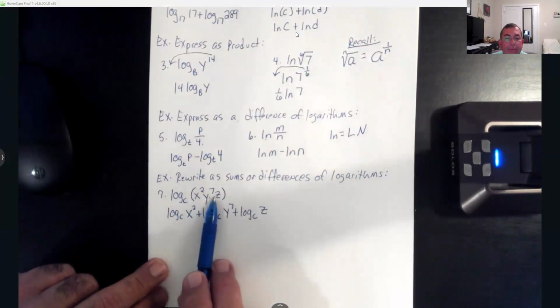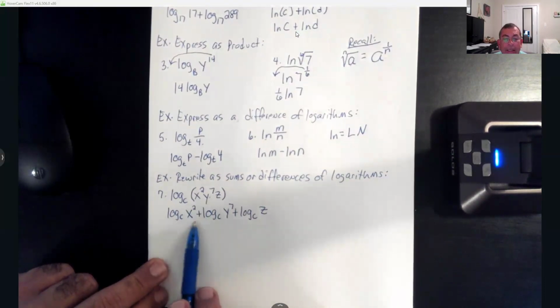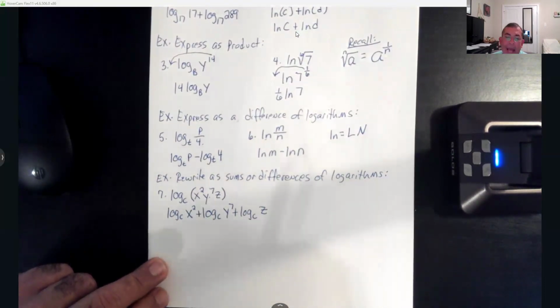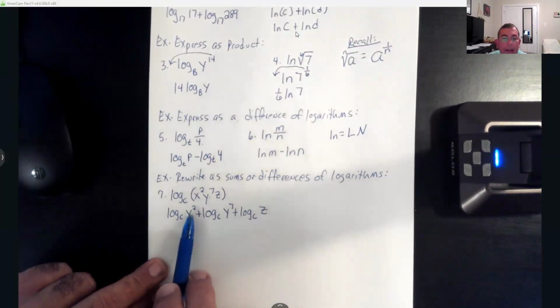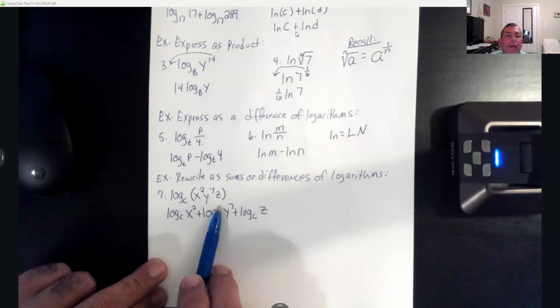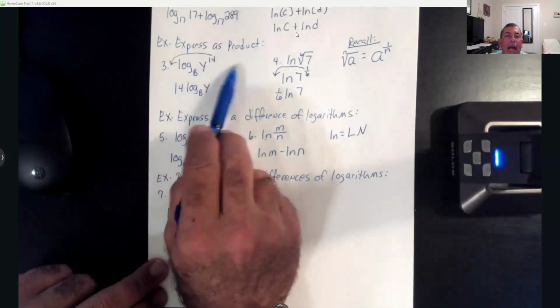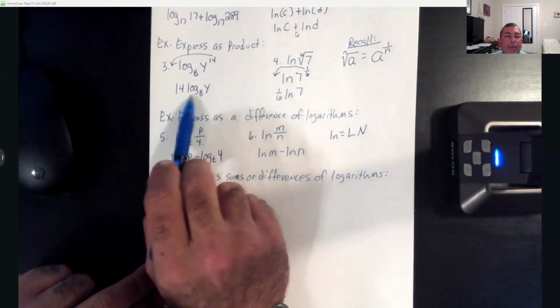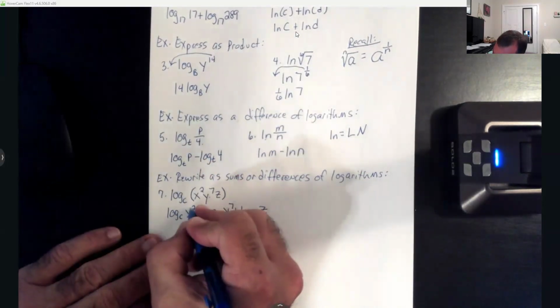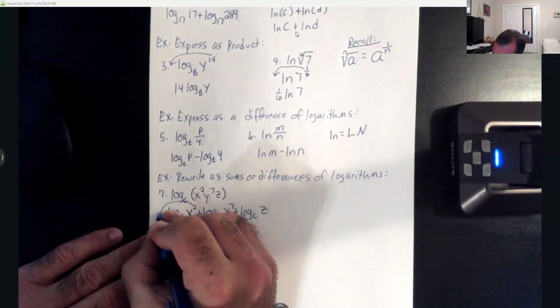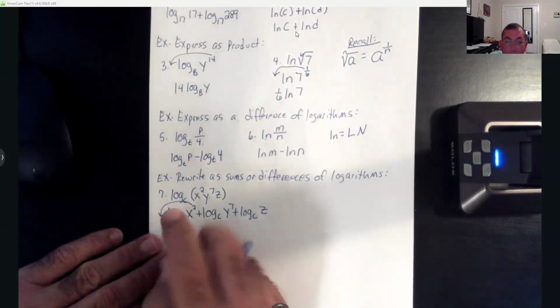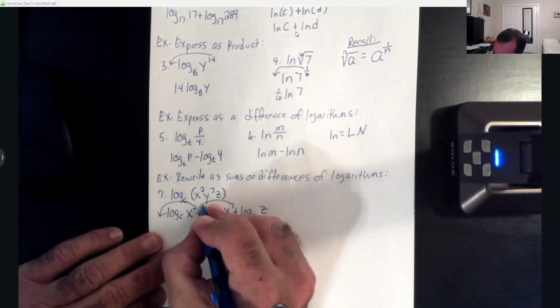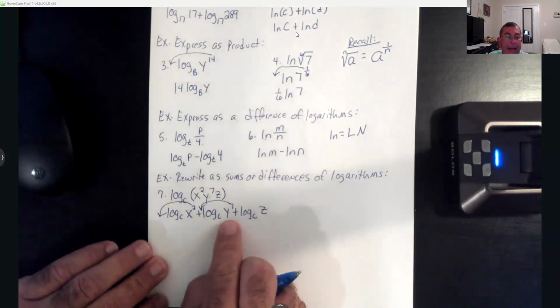So the first step was to rewrite the product as a sum. Now, I got to do something else. I cannot leave the exponents up here. So now I got to do this power rule and bring the exponents down and write it as a product. And y'all, two of these had exponents. So we're going to bring that 2 down and we're going to bring that 7 down.